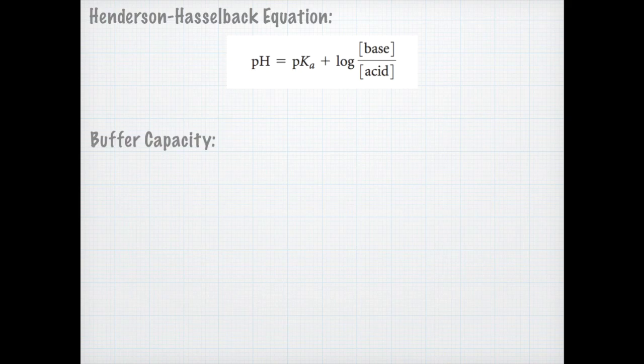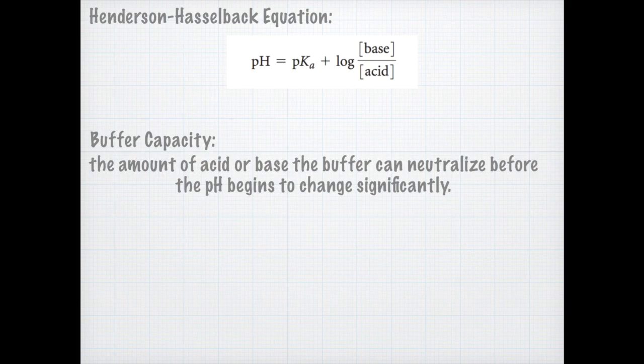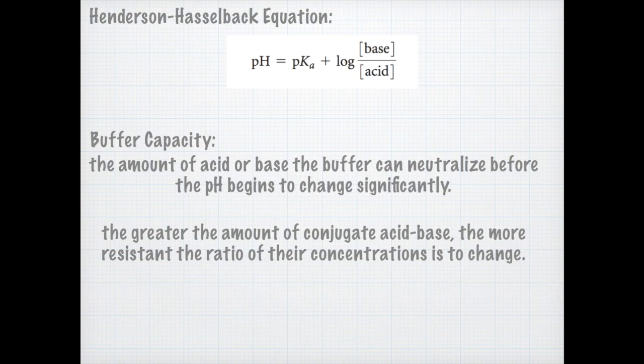Now, a buffer's capacity is the amount of acid or base that the buffer can neutralize before the pH begins to change significantly. And the important thing for you to remember is that the greater the amount of conjugate acid or base, the more resistant it's going to be to change.